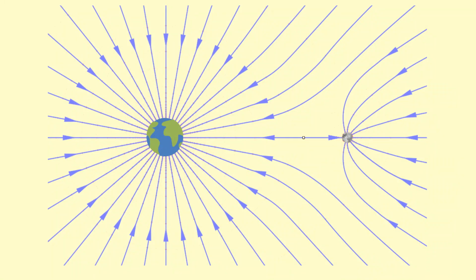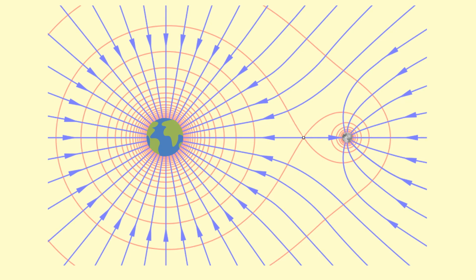This diagram shows the gravitational field pattern around the Earth and the Moon. The closer the lines are to each other, the stronger the field. So on the surface of the Earth is where the field is the strongest, because that's where the lines are closest together. I'm going to add on some equipotentials now.